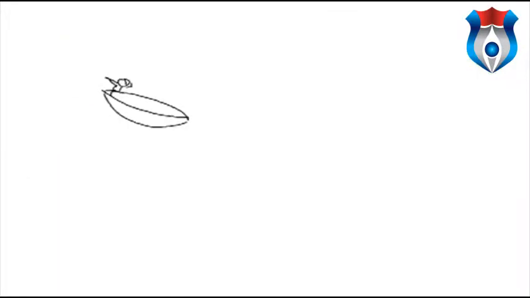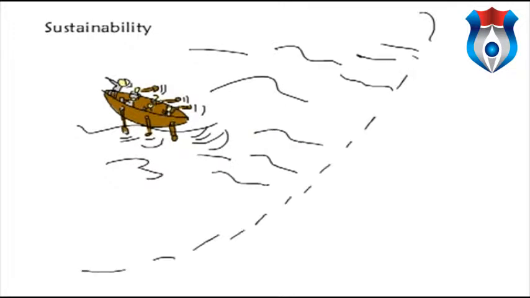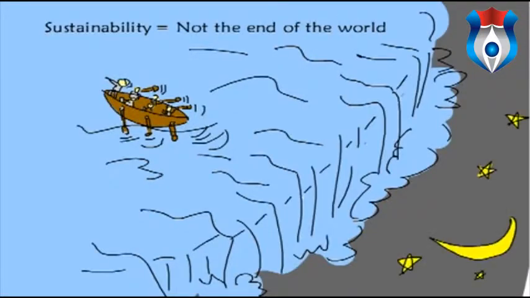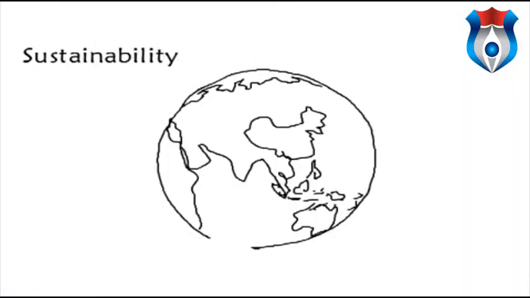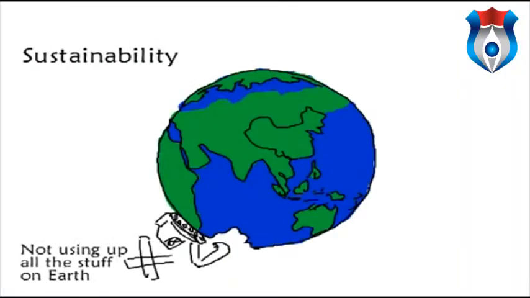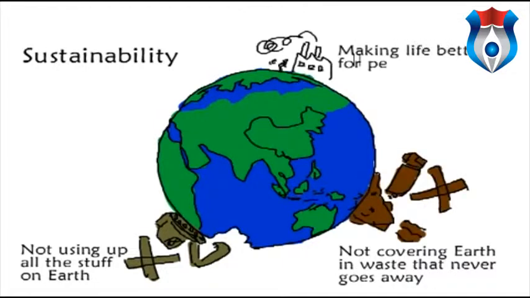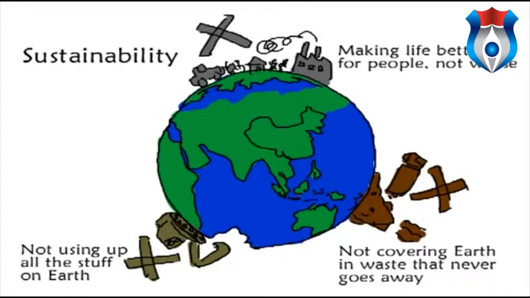Before we set off, let's just get one thing out of the way. It's this word sustainable, since we'll be using it a lot. Really what it means is not unsustainable, not the end of the world. So it means we're not using up all the stuff on Earth, we're not covering it in waste that never goes away, and we're making life better for people, not worse. That's a good journey for business to be on. After all, we invented business to make our lives better.